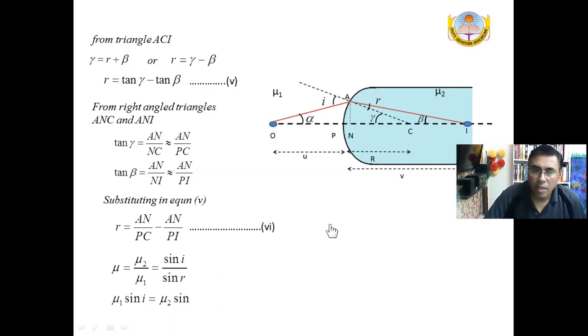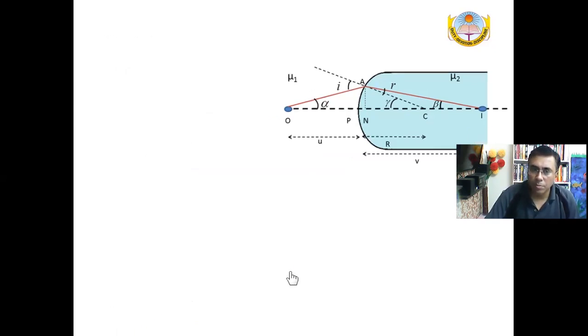Now, let's apply Snell's law. When I apply Snell's law, I can write the relative refractive index of the denser medium with respect to the rarer, that is mu2 upon mu1 equals sin I upon sin R. Or when I do the cross multiplication, this becomes mu2 sin R equals mu1 sin I. I have simply done the cross multiplication.